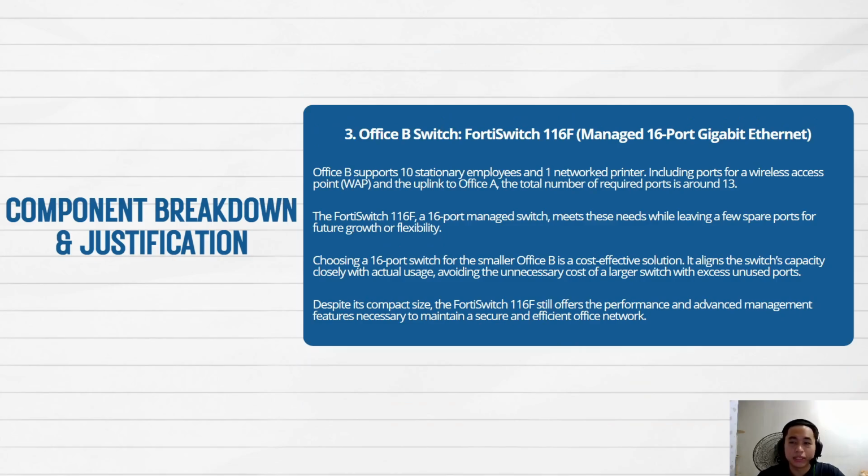Next is the 116F FortiSwitch for the Office B switch. It has 16 ports. Unlike Office A, there are only 13 users in Office B, so this is more than enough for Office B.